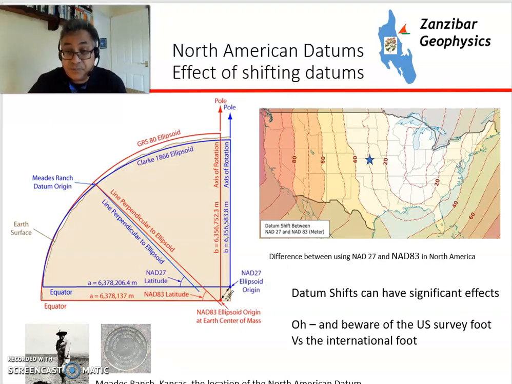So these are North American datums. They're both centered on Meades Ranch in Kansas, so there's a picture of somebody important standing at the Meades Ranch marker, there's a picture of the marker, and this blue star is where Meades Ranch is located. And the datum shifts between NAD27 and NAD83 can vary. You're talking to some extent up to 80 meter shifts when you're moving towards California. So making sure that you have the right datum as well as the right spheroid is obviously quite vital.